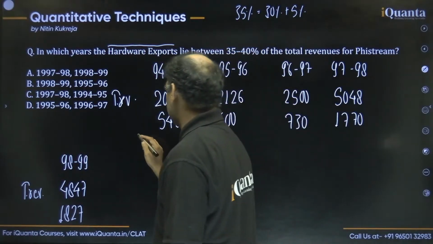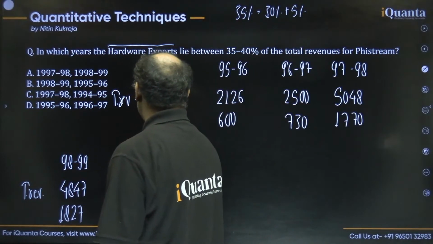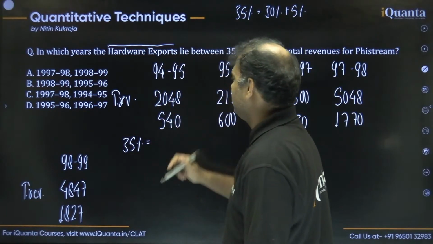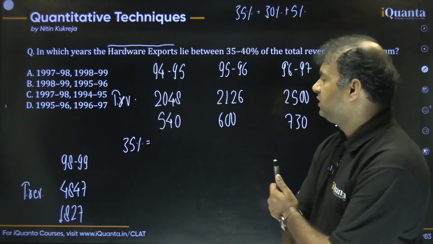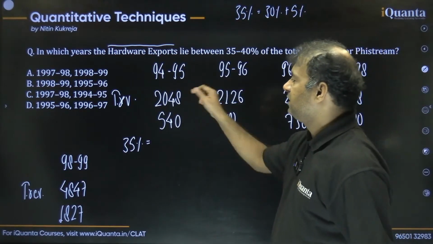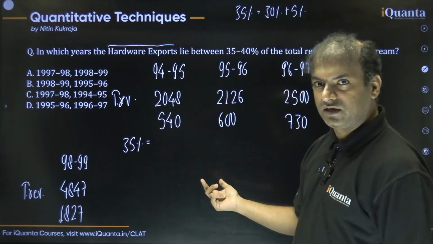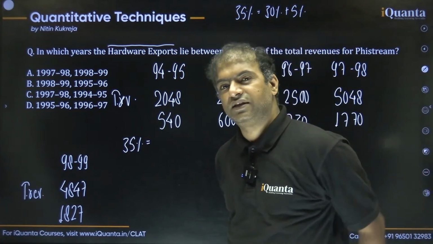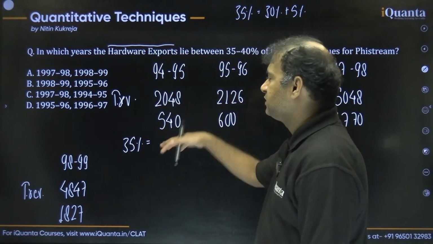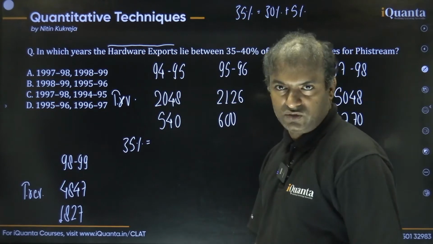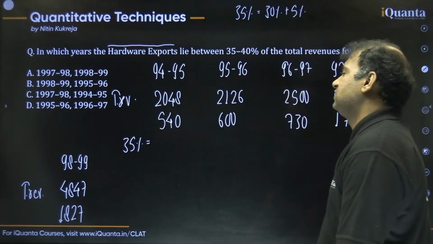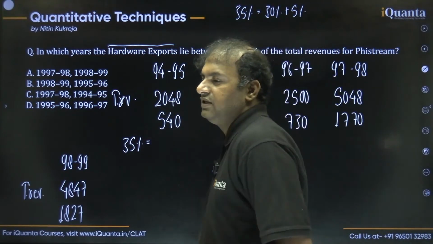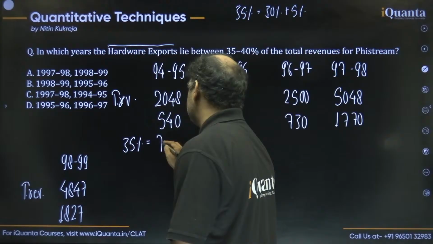So if we start with the first year, 94 to 95, what is 35% of the total revenue? We'll say 30% plus 5%. 30% is thrice of 10%, and 10% of this is 204.8, right? So 30% is thrice that, 613 something, and 5% is half of 10%, let's say 102. So 613 and 102, we'll say this is 715 something.